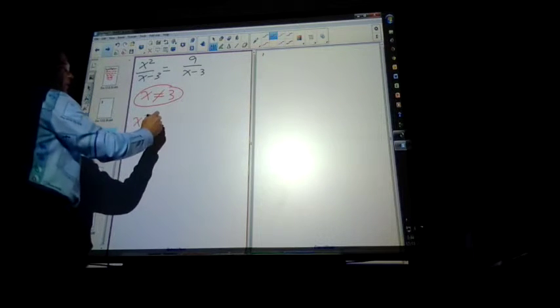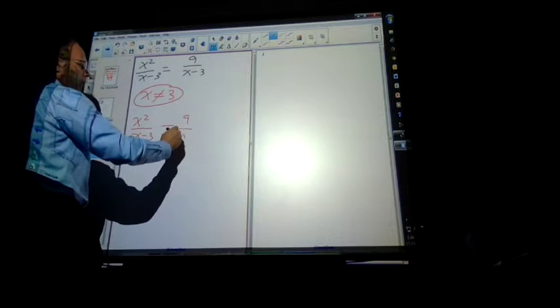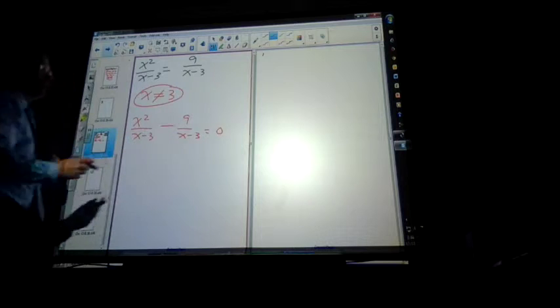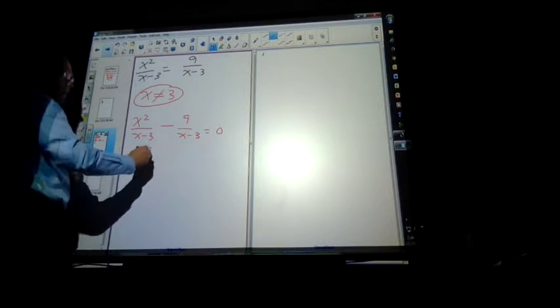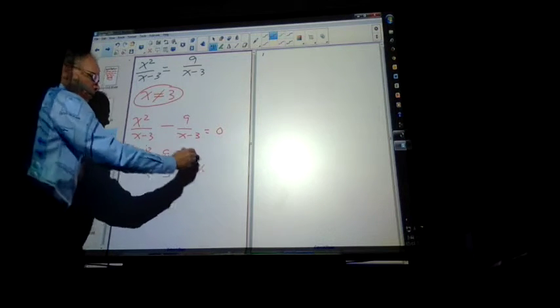Okay. Next move, I guess I could bring the 9 over. So I'm going to do x squared over x minus 3 minus 9 over x minus 3. I think that's okay to do. And being I do have the same denominators, that's going to give me x squared minus 9 over x minus 3 equals 0.